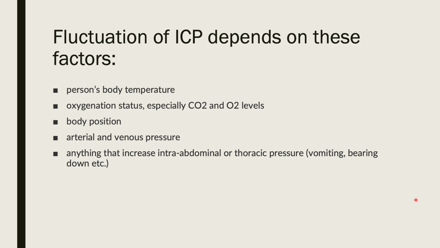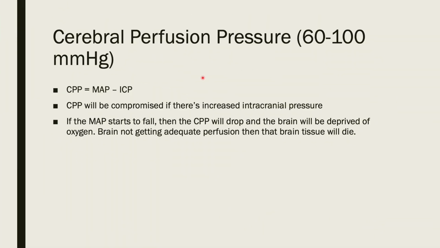And just look at these factors that can cause fluctuations with intracranial pressure, and think of ways that each one will affect ICP. And now, think of what you as the nurse are going to do. In the next few slides, the nursing interventions are going to be based off of these factors that cause these fluctuations. Okay.